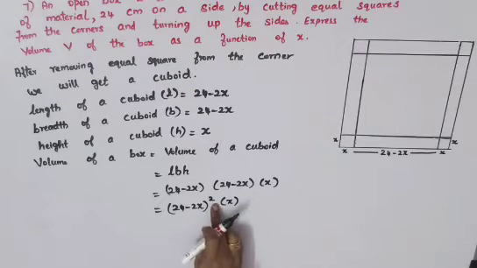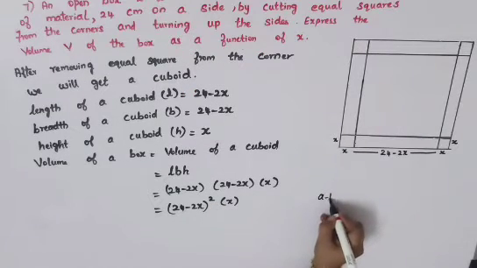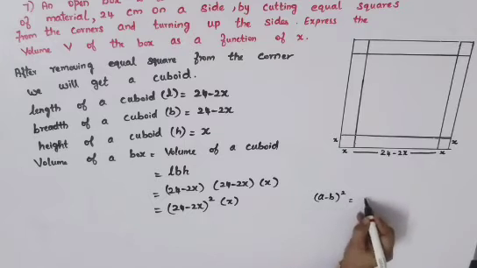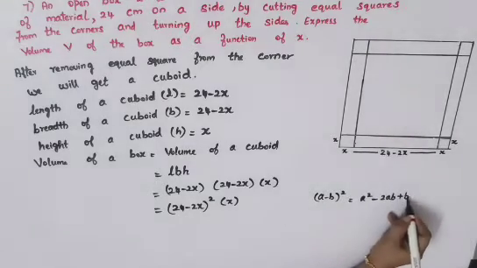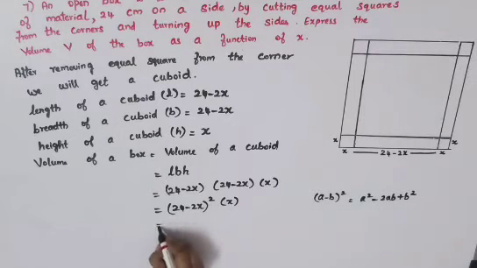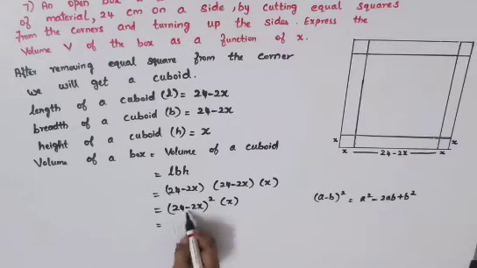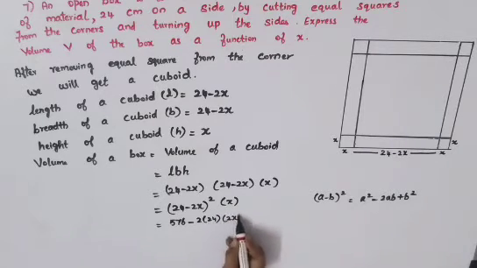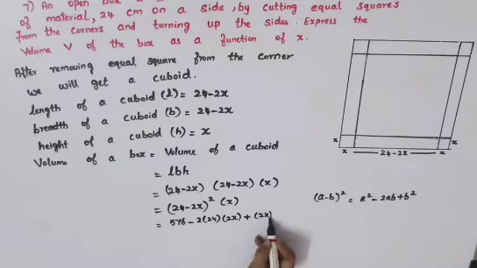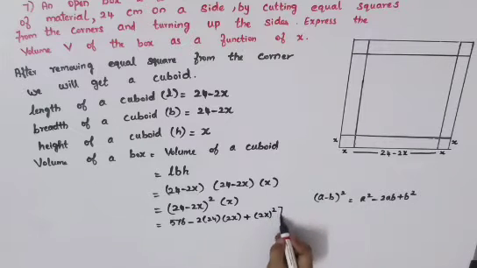Using the formula, a minus b the whole square is equal to a square minus 2ab plus b square. Just substitute it here. a square is 24 square, so you'll get 576, minus 2ab, that is 2 into 24 into 2x, plus b square, that is 2x the whole square, into this x as it is.